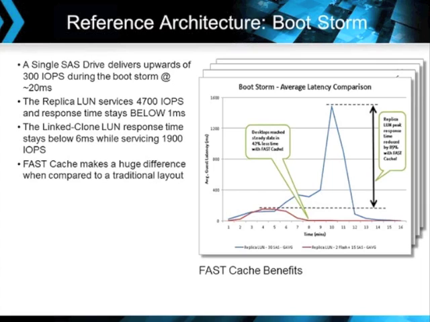In the slide, the story of bootstorms plays out as we demonstrate that the SAS drives are working pretty hard, but still maintaining a decent response time. But when you see the replica stay below 1 millisecond and a linked clone stay below 6 milliseconds, the effects of FAST Cache and DRAM cache are seen. Keep in mind that the replica in this reference architecture is not pinned to EFD disks, but rather lives on FAST Cache.